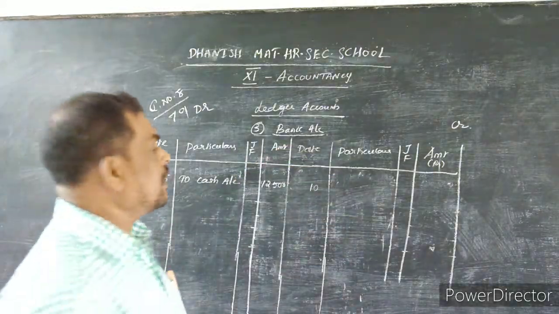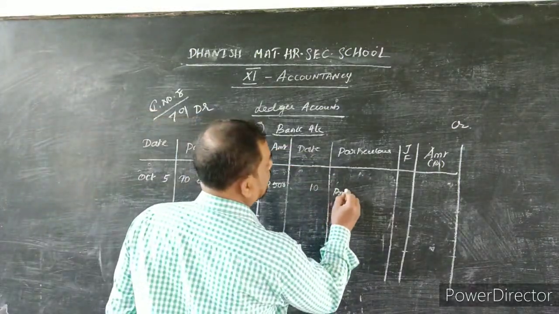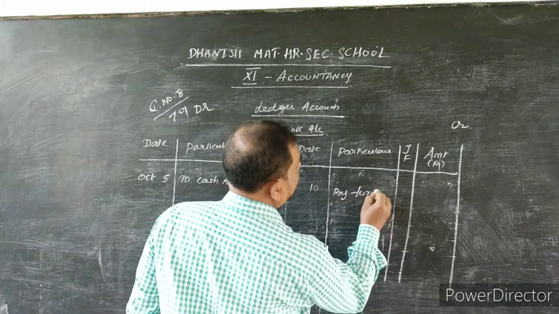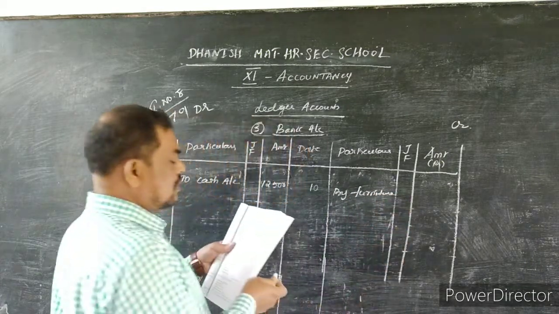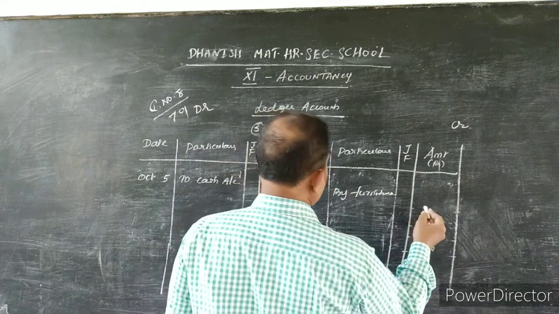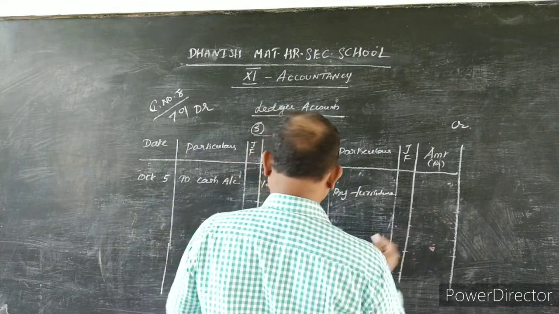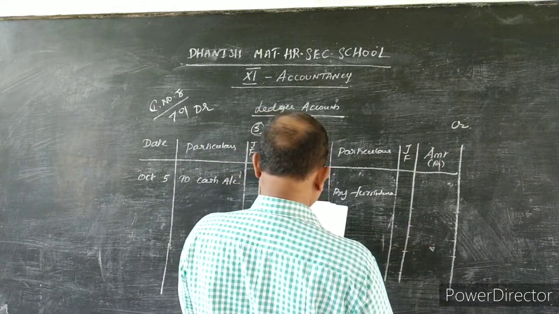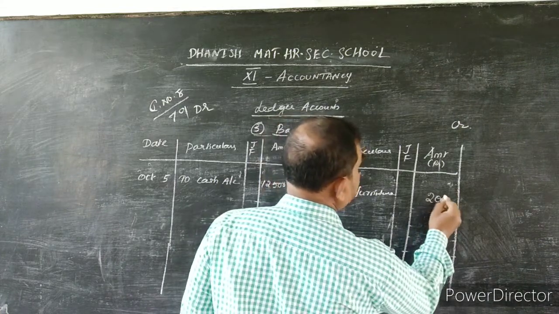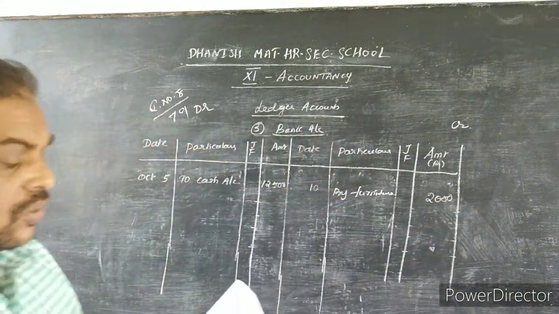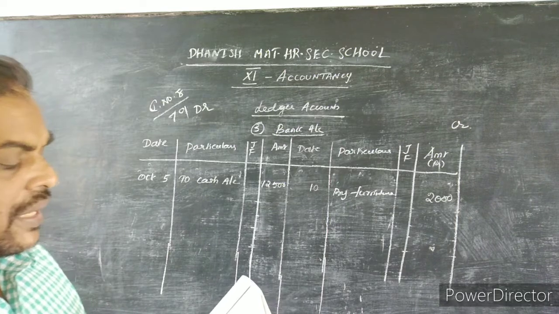What is the debit entry? Buy furniture. What is the amount? Furniture amount is 2,000 rupees. Furniture is 2,000. Now next, come to the next entry.